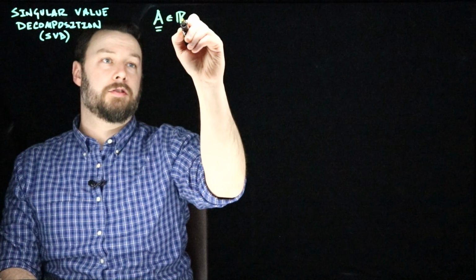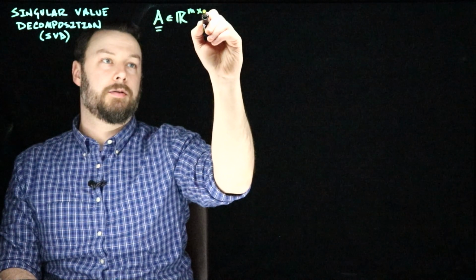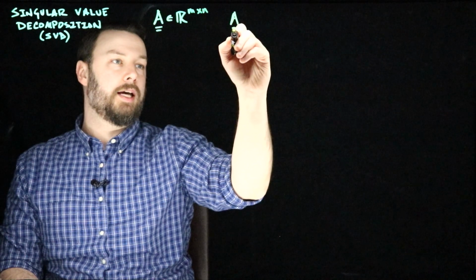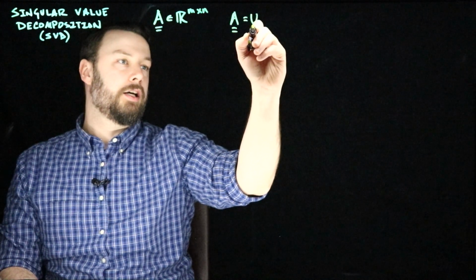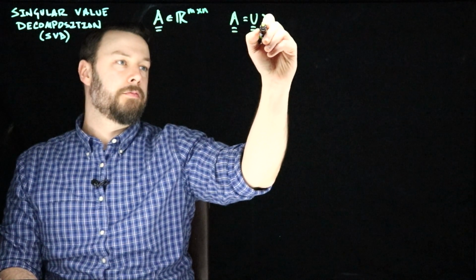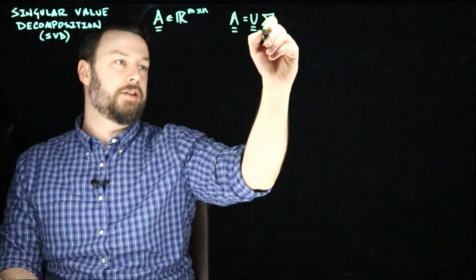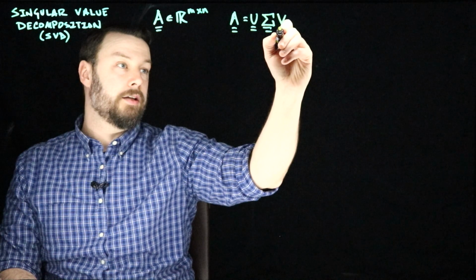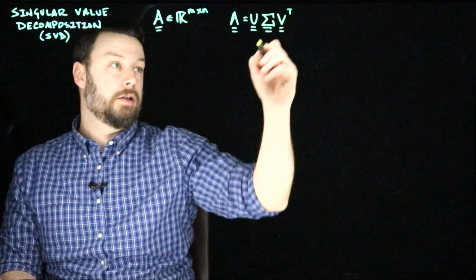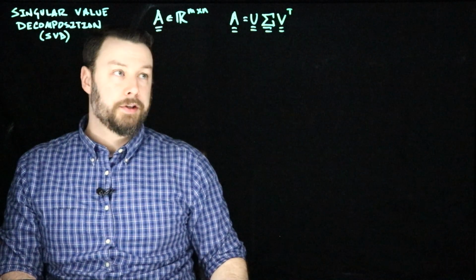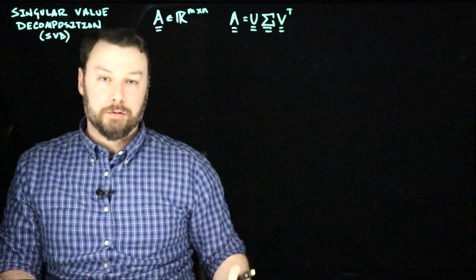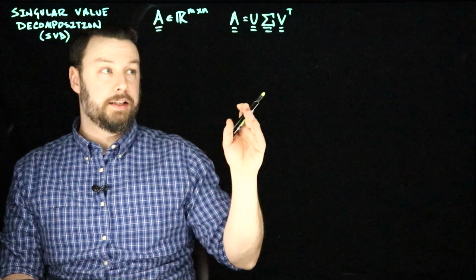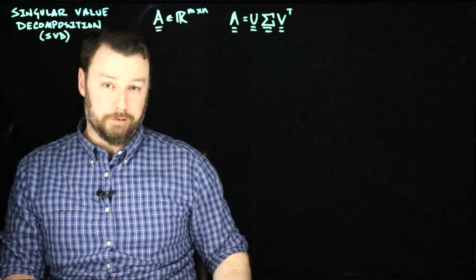As before, A is an M by N matrix, and we're decomposing A into the product of an orthonormal matrix U, a matrix sigma that is zero everywhere except along the main diagonal, and the transpose of an orthonormal matrix V. The columns of U we refer to as the left singular vectors, and the columns of V we refer to as the right singular vectors.